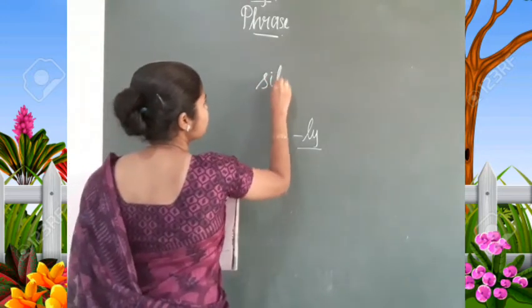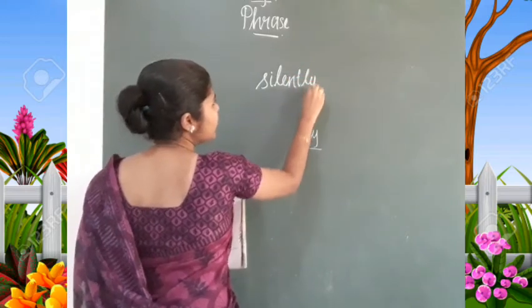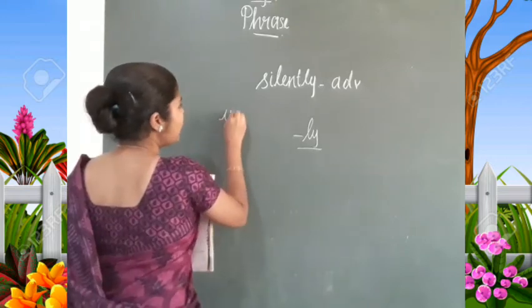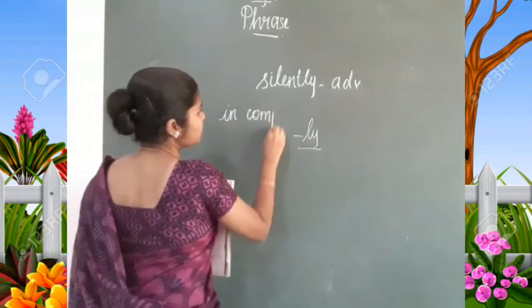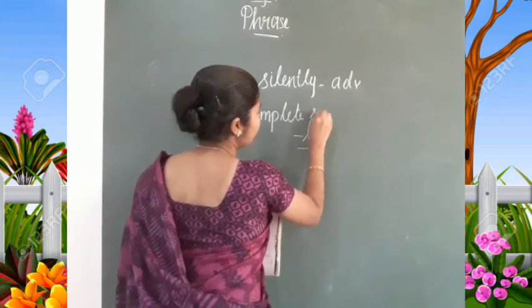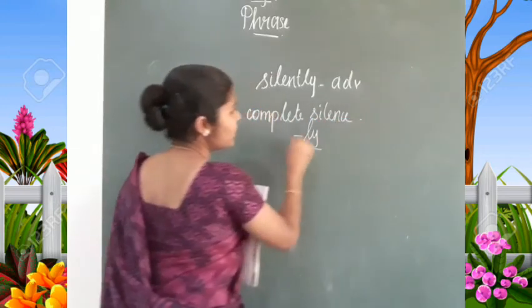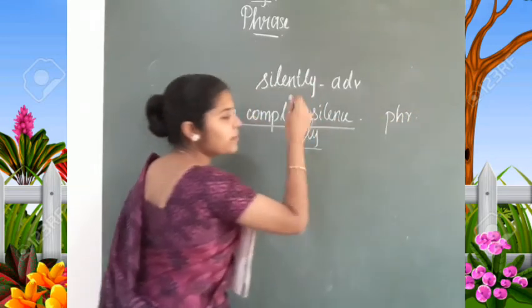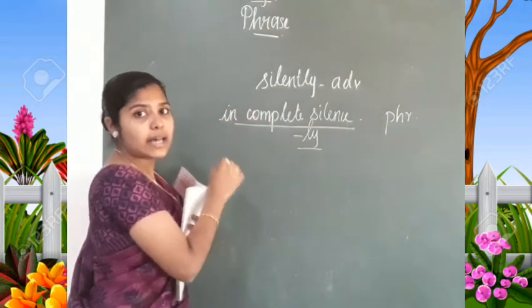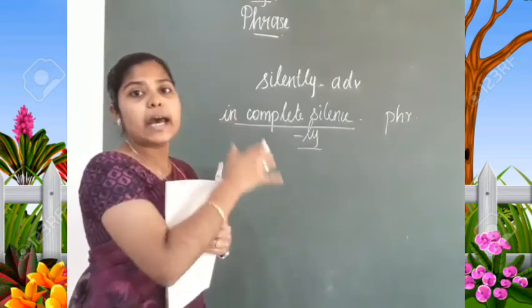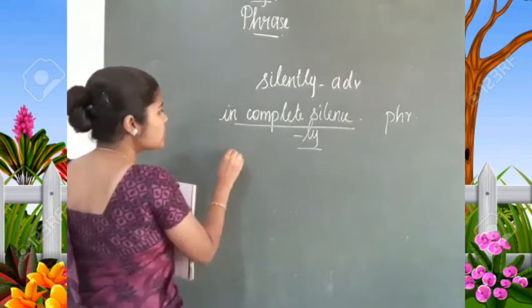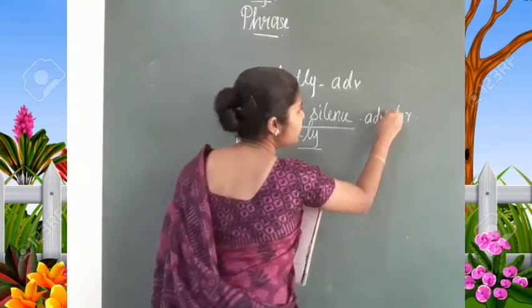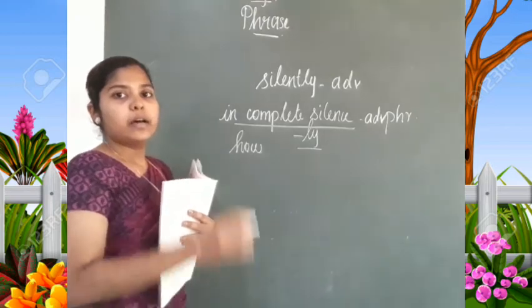Silently is the adverb. Then in complete silence is the phrase. Right? But this phrase is modifying the verb. I sat. How? He sat there inside the car. So it answers the question how. So this is an adverb phrase.